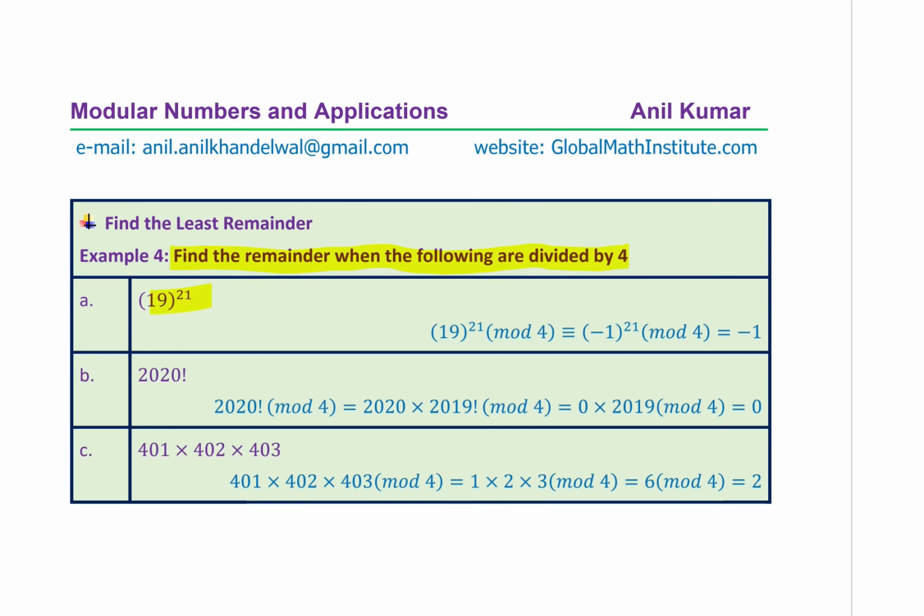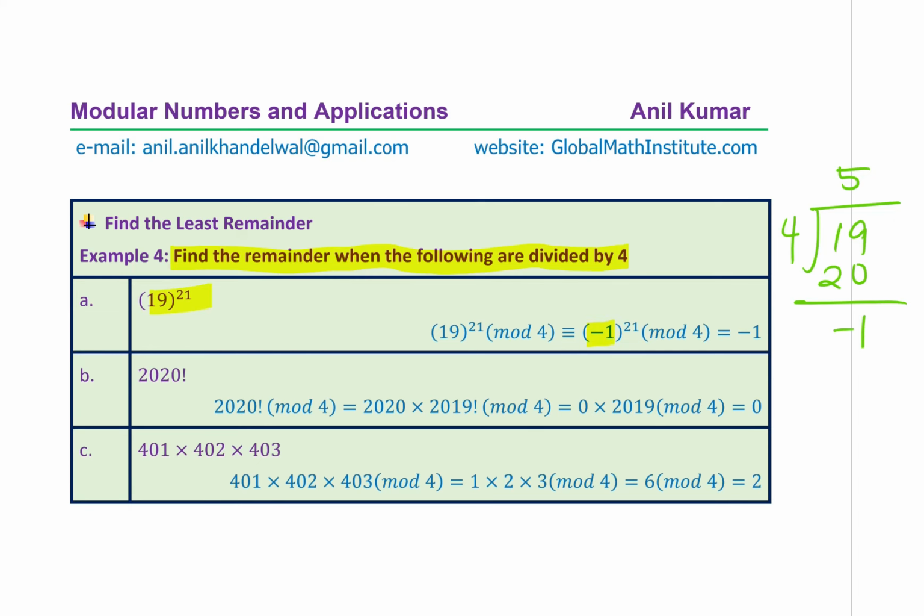Okay, so we'll apply some strategy here. First thing is, we could simplify it. What happens when I divide 19 by 4? Well, 4 times 5 is 20 and the remainder is minus 1. Remainder could be an integer value, positive or negative. We prefer to use the lower value. Well, I could have written 4 times 4 as 16 and remainder as 3 also. However, minus 1 is of more utility. So, I wrote 19 as minus 1. Do you see that? To the power of 21.